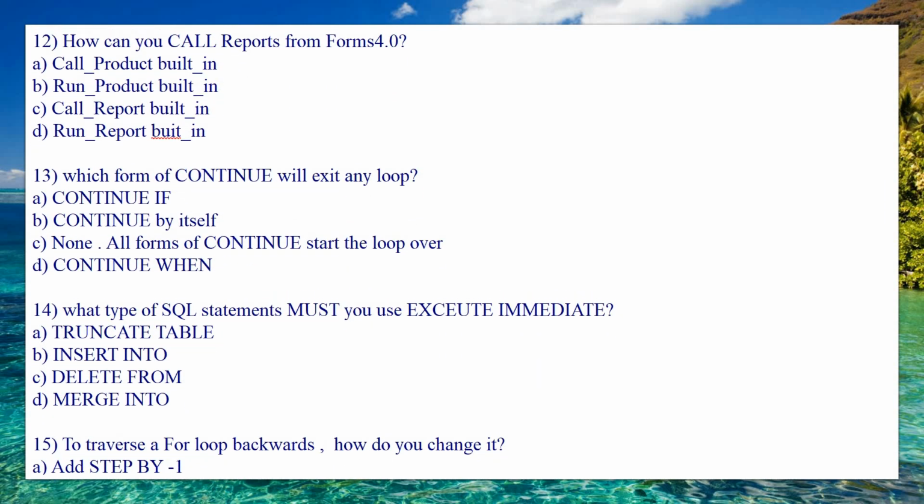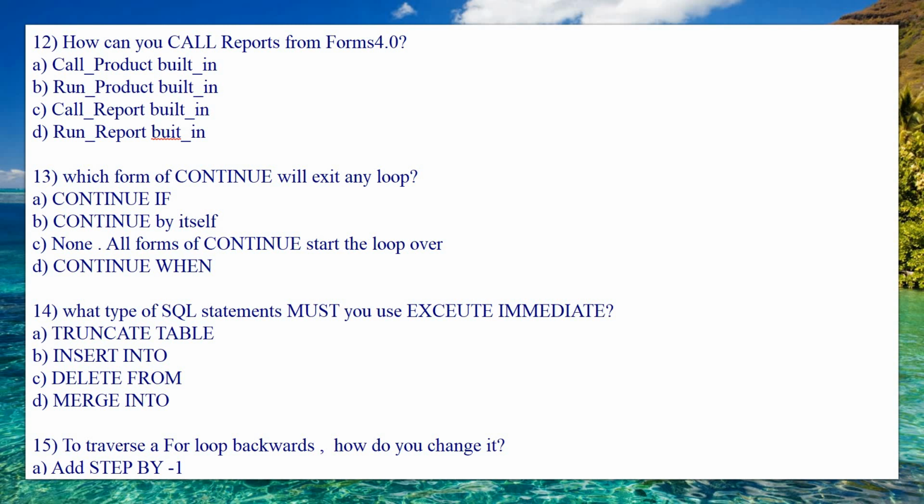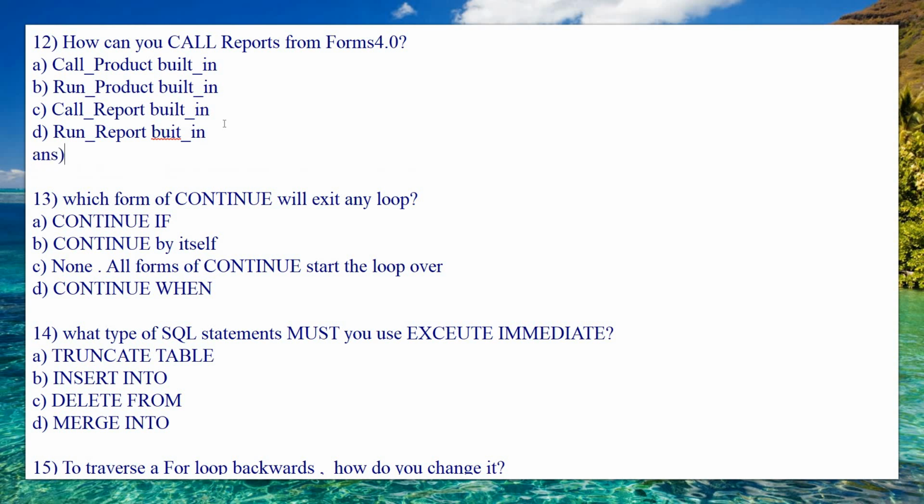The next thing is the 12th question. How can you call reports from forms 4.0? So the 12th question is how can you call reports from forms 4.0? Call_product built-in, then run_product built-in. So if you want to call the reports, you need to run it. So for that you use run_product built-in. So that is option B is the correct answer for the 12th question.